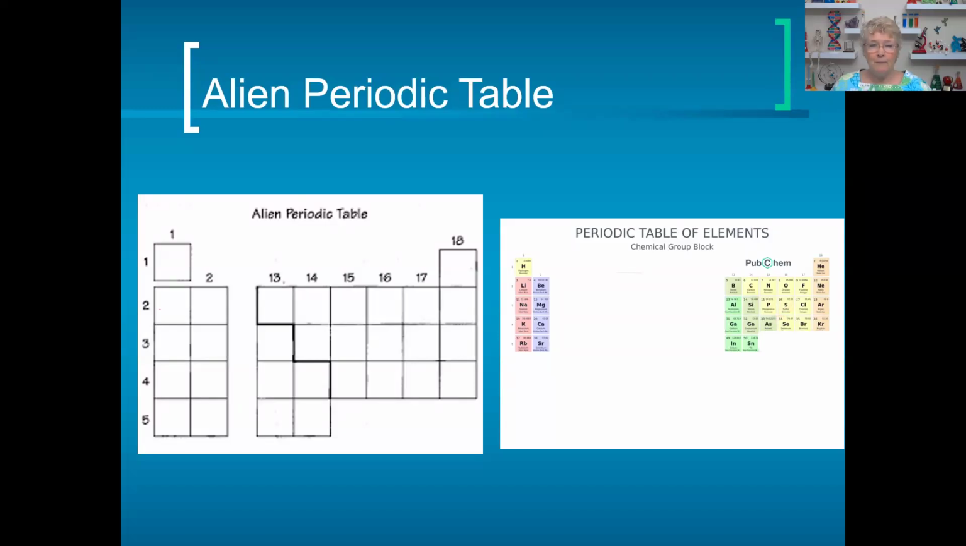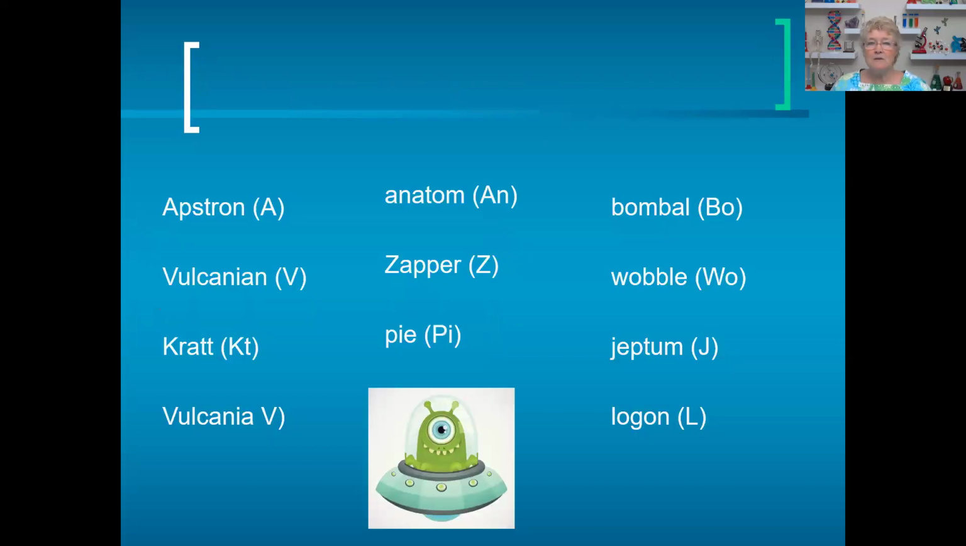The second problem that we have is that they don't use the same names we do, and they don't use the same symbols that we do. They don't use O for oxygen and H for hydrogen. They use different names. They use names like Apstrom and Anatom and Bomble and Wobble and Pi and Logon. So we have to figure out what their elements are so that we know what to sell them. Because if what they're asking for is oxygen and we sell them carbon, it's not going to work. So we have to figure it out.